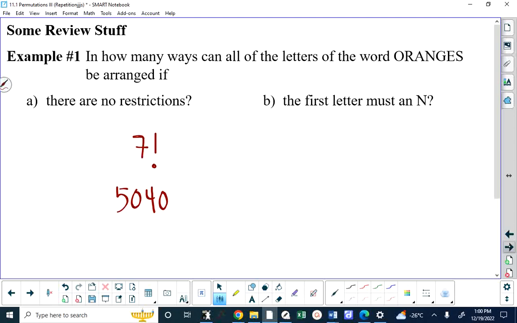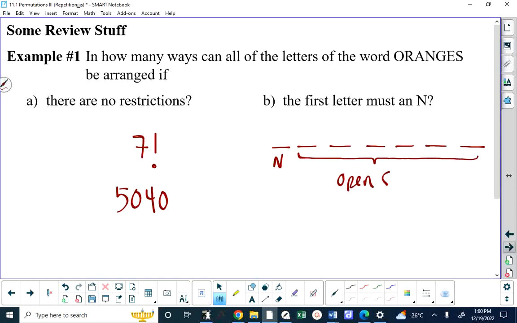What about if the first letter must be an N? Well, there's a number of ways to do this. There's my 7 blanks. One is to go back to the fundamental counting principle and say that that must be an N, and these are open season, which means you can pick any of them anywhere. So there's only one N. The fundamental counting principle says that's the number of choices for that. And then you're down to 6, and then 5, and then 4, and then 3, and then 2, and then 1. Okay?